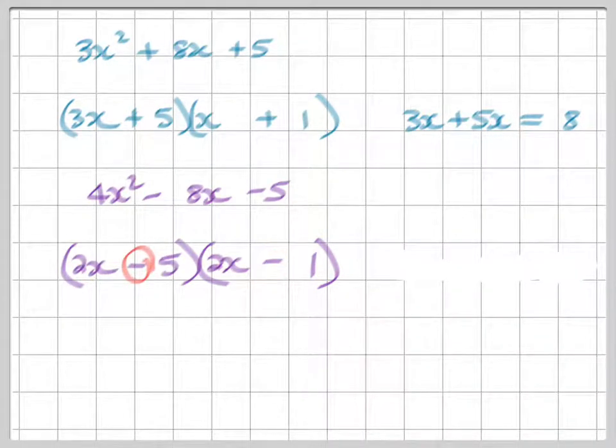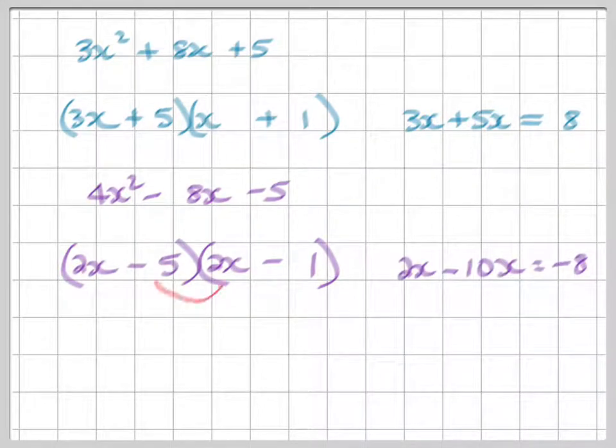Okay. Now, we need to check when we multiply that and that we're actually going to get a minus 8x. So let's see, 2x times minus 1 is going to be minus 2x, and then this is going to be minus 10x, and 2x minus 10x is going to give us minus 8x. So that's actually going to work out okay.